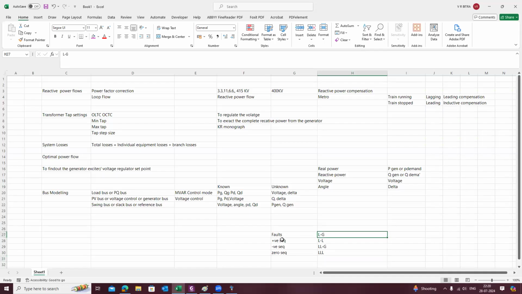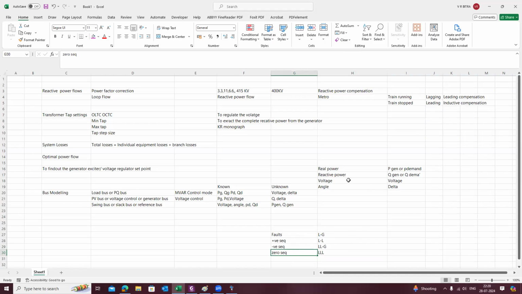So the positive sequence will always be there irrespective of the type of fault. The negative sequence will be applicable only for the rotating machines during the ground faults and the phase-to-phase faults, and the zero sequence will be there only for the ground faults. So why only for the ground faults?